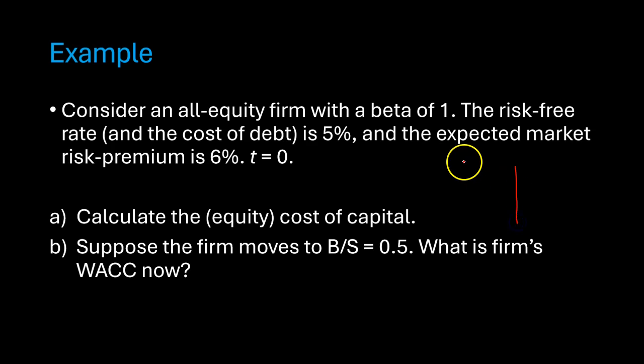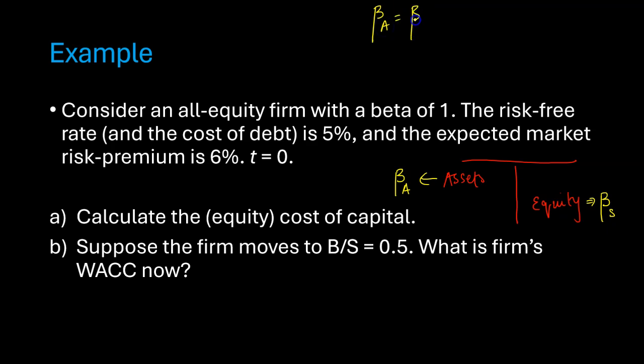That means that if you draw the balance sheet, on the left-hand side you have assets, and on the right-hand side you just have equity. Assets have some beta, which is the underlying asset beta. We also call it the unlevered beta. Equity beta, we usually denote with the symbol beta S. And because it's 100% equity funded, asset beta and equity beta are the same in terms of magnitude. So I'm going to write this down. Asset beta is the same as equity beta right now, which is 1.